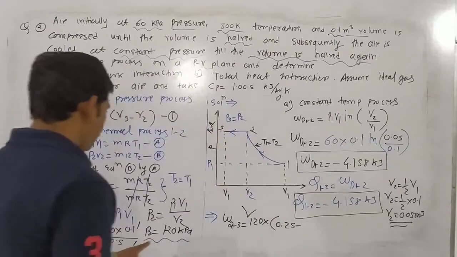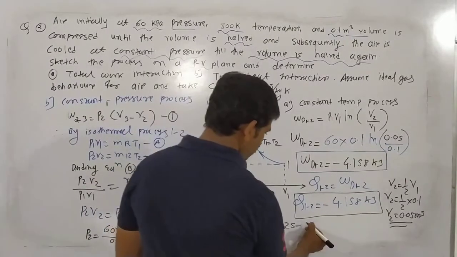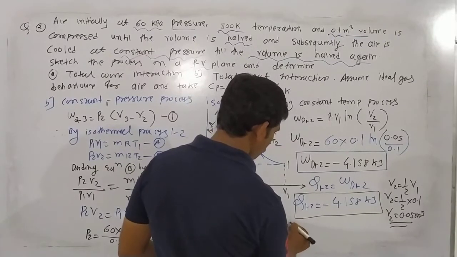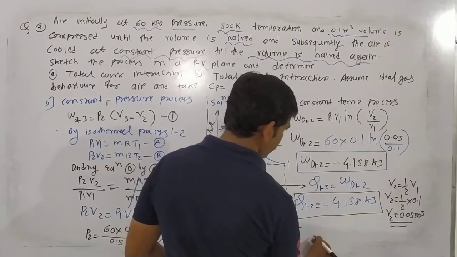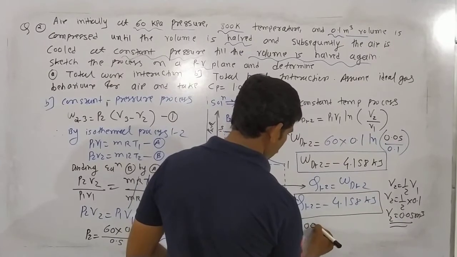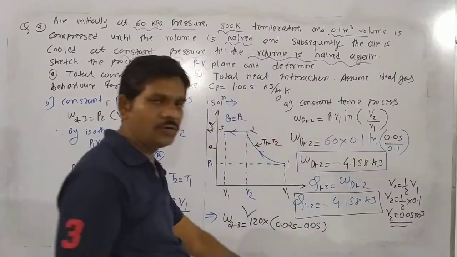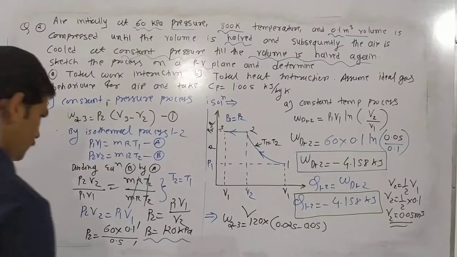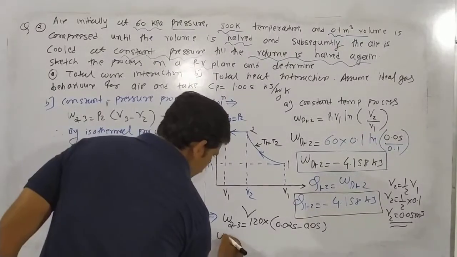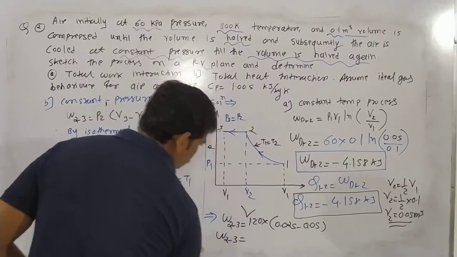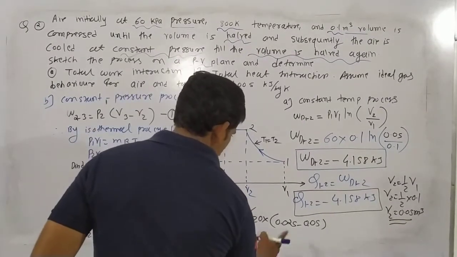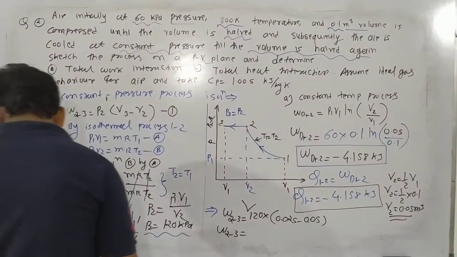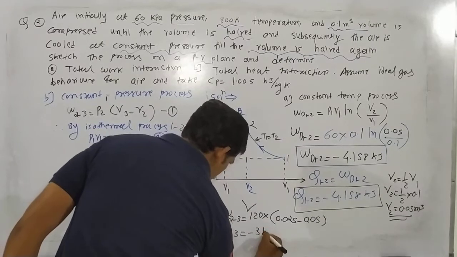Then another is for V3. So V3 is how much? 0.025 minus V2, which is how much? 0.05, guys. Yes or no? Yes. So you solve this. What is the work done? Do the calculations. It is minus 3 kilojoule.